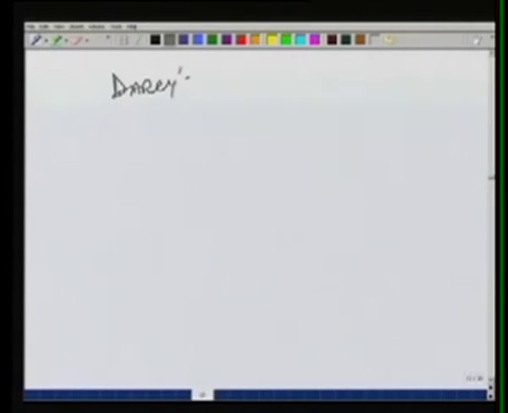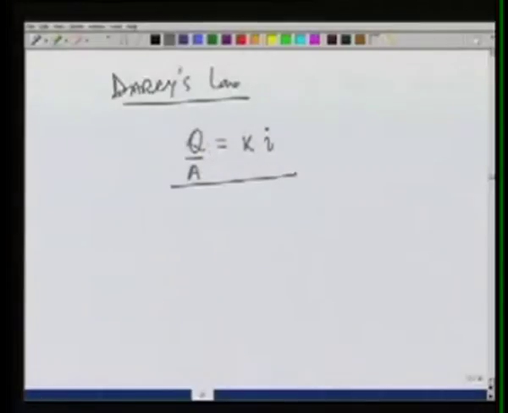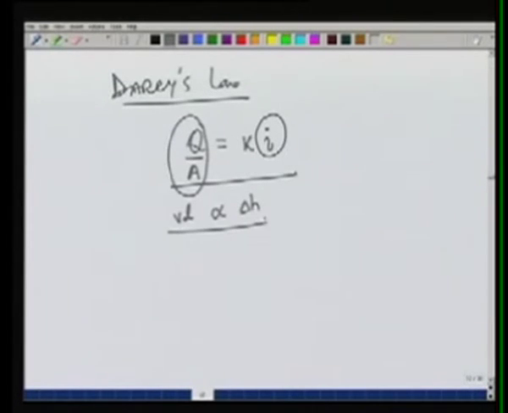So if we write the Darcy's law, let's put the area on this side. This is the basic equation which we have to use in all our computations of continuity or mass balance. Now what it says is that there is a velocity which is proportional to head loss, because this I is proportional to piezometric head loss.